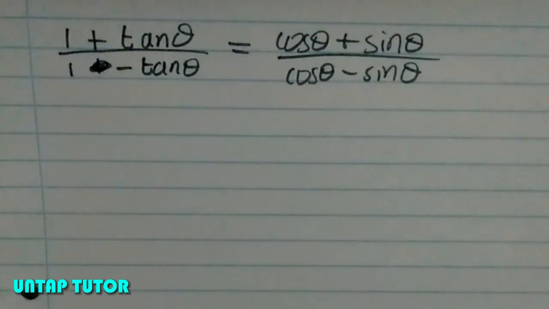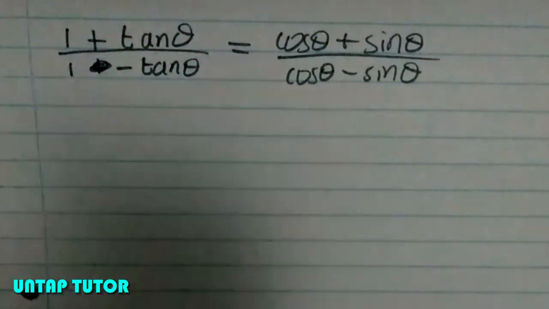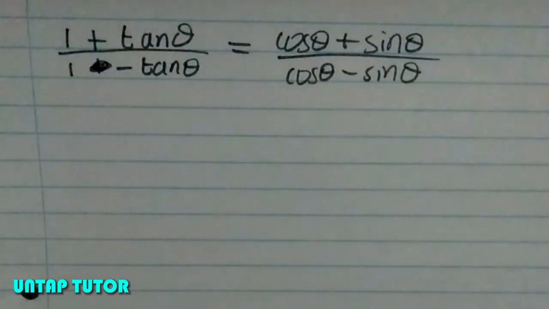Every time you are asked to prove an identity, you have to take one side and simplify it to look like the other side. So here we have to look for the more complex side, the one that seems a bit more complicated than the other one. Here we have (1 plus tan theta) over (1 minus tan theta). Clearly that's the complicated one.